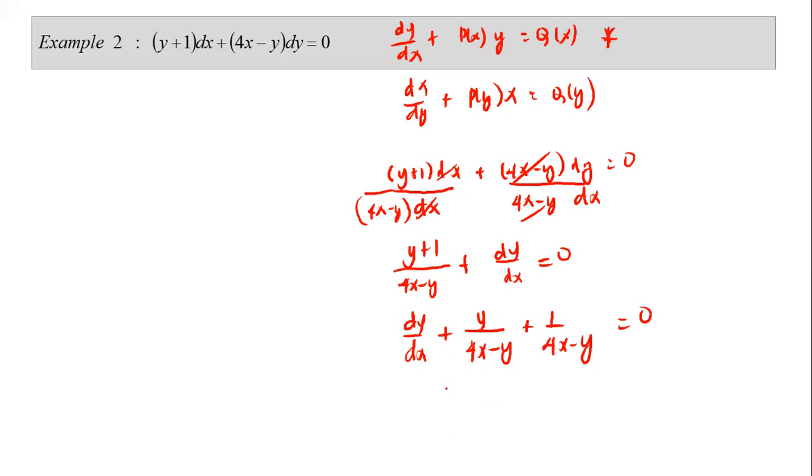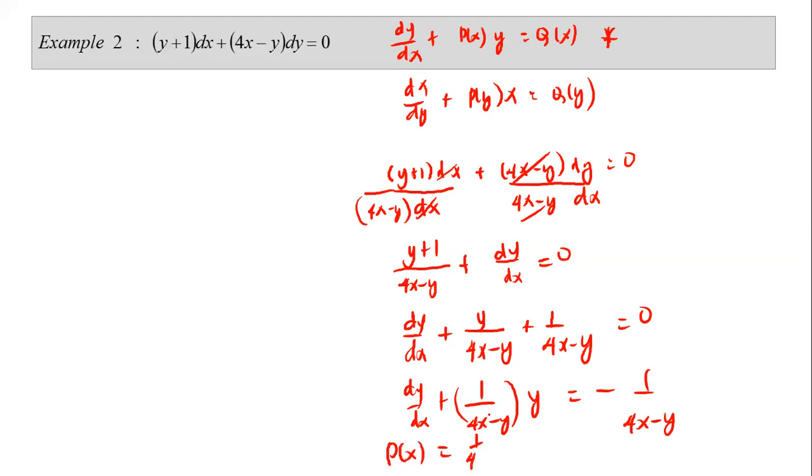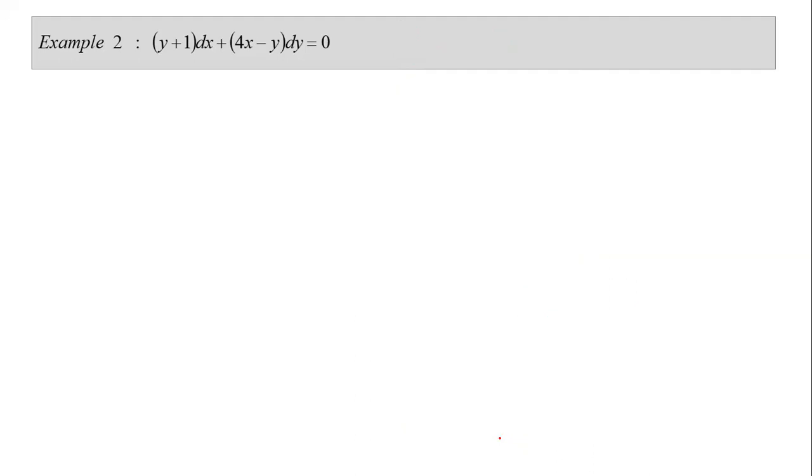And you can notice that if this is dy dx, so you'll have dy dx plus 1 all over 4x minus y, then times y equals negative 1 over 4x minus y. Now, if we let p of x, I'll just write it here. If we let p of x equals 1 all over 4x minus y, because this is y, and you can just see that the x and the y are mixed up, okay? So this is not linear in y, okay? This is not linear in y, so what we're going to do is to identify whether this is linear in x, okay?